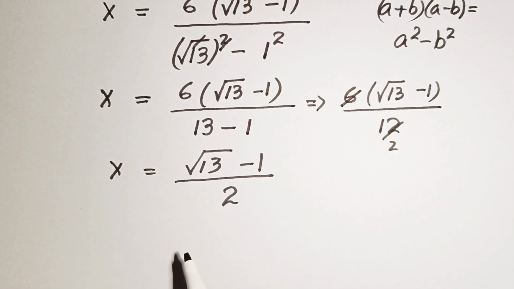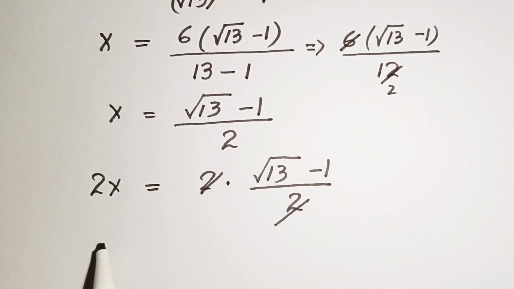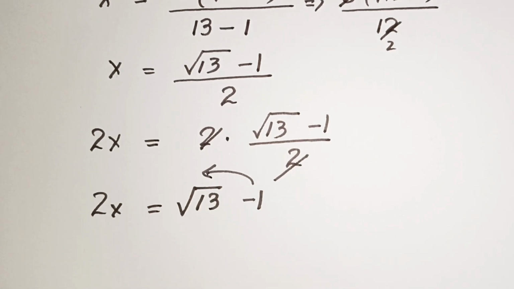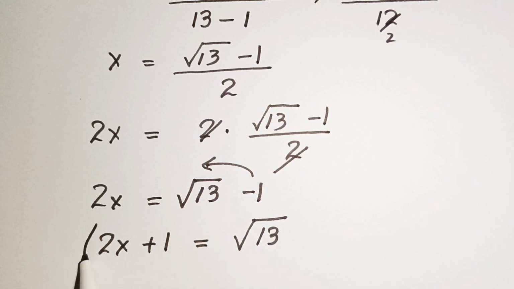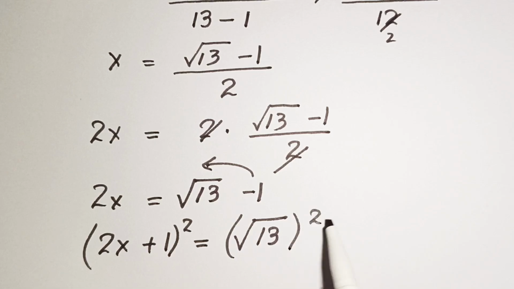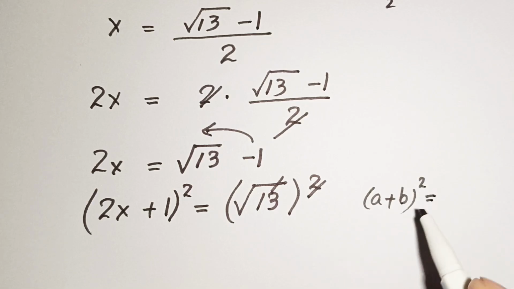Now if we multiply with this 2, then it will be 2 times x, which is equal to 2 times square root of 13 minus 1 all over 2. Cancelling this 2 with 2, we have 2x is equal to square root of 13 minus 1. Now shifting this minus 1 to our left hand side, we have 2x plus 1 is equal to square root of 13. If we take squares on both sides, on our right hand side we can cancel the square with the square root, so we have 2x plus 1 whole squared, which is actually a plus b whole squared, a nice algebraic formula.